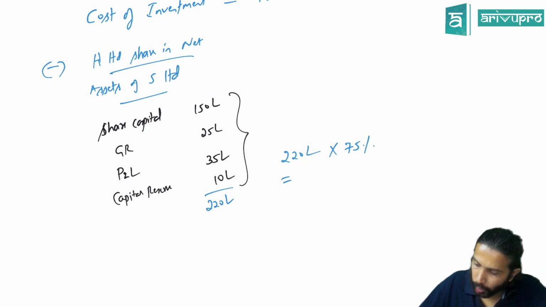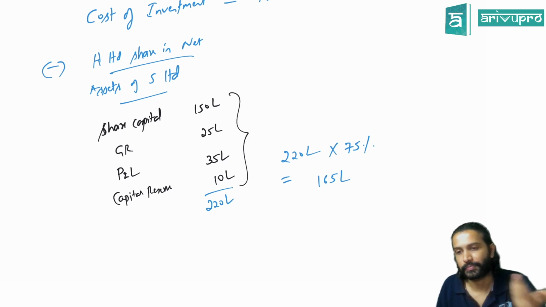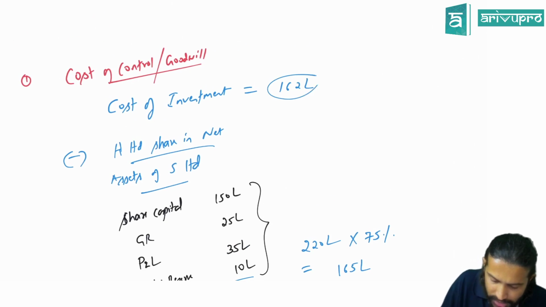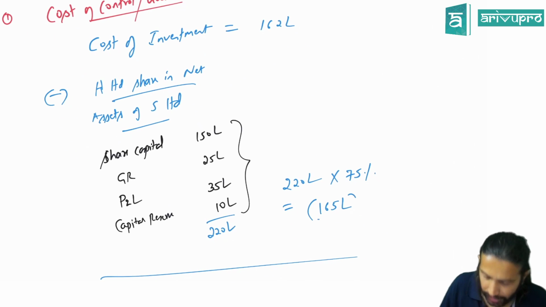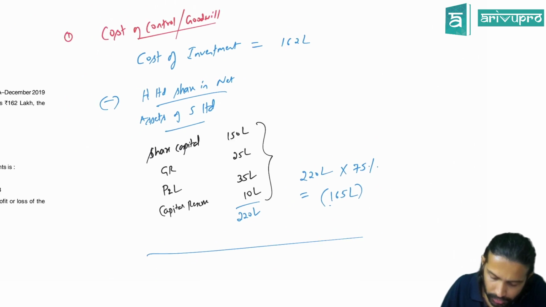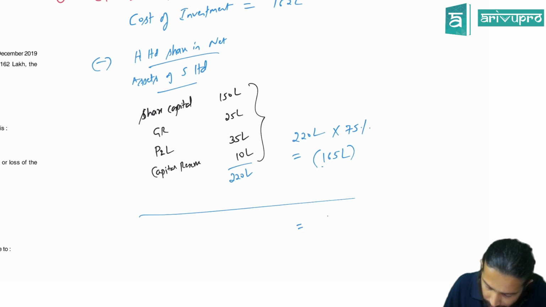So 220's 75% if you calculate it is 165 lakhs. Simple calculation. If you want a formula, from this deduct 165 lakh. If you're getting a positive number, goodwill. If you're getting a negative number, capital reserve. 162 minus 165, you're getting a negative number. How much negative? 3 lakh. That negative number we call capital reserve.